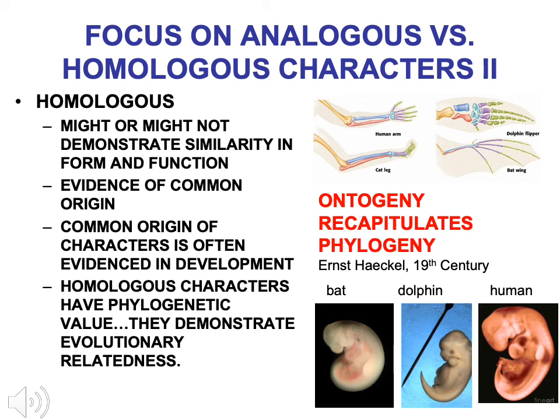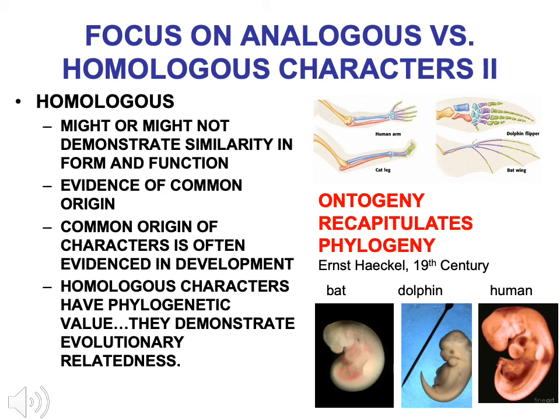So let's talk about what homologous characters are. Homologous characters have evolutionary value. They might or might not demonstrate similarity in form and function, but they are going to demonstrate evidence of common origin. I see the forelimbs of tetrapods. I see a forelimb of a human, which is an arm. I see the forelimb of a whale, which is a flipper. I guess that's a dolphin, I suppose. I see the forelimb of a cat, and I see the forelimb of a bat, which is its wings.